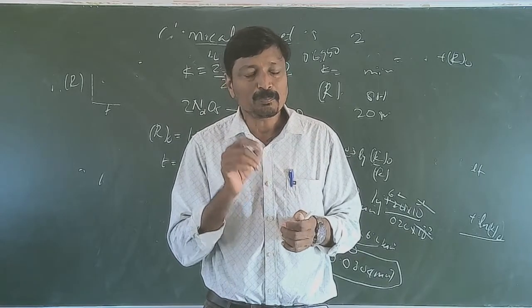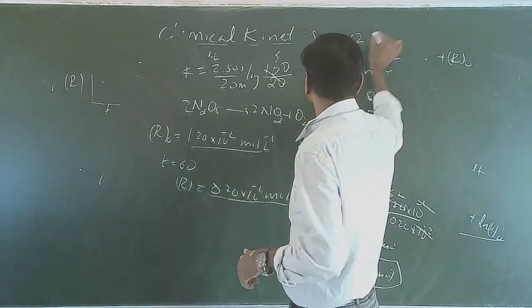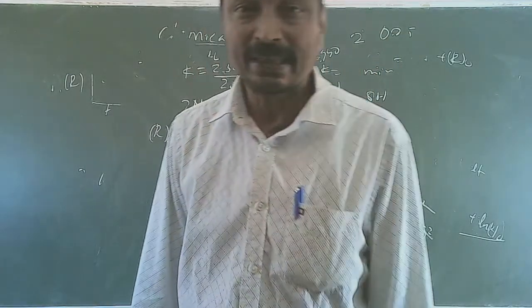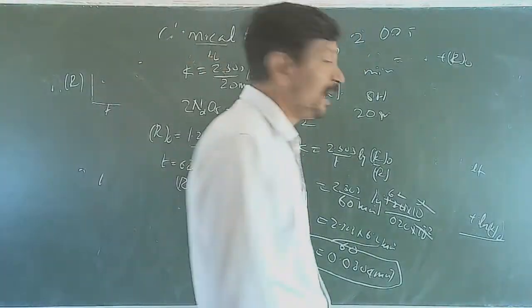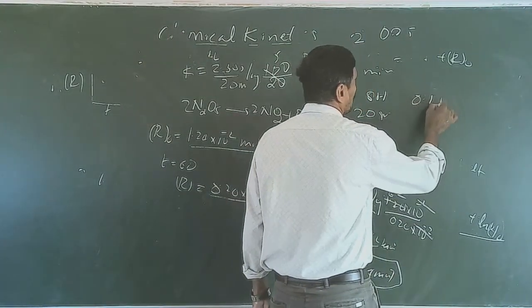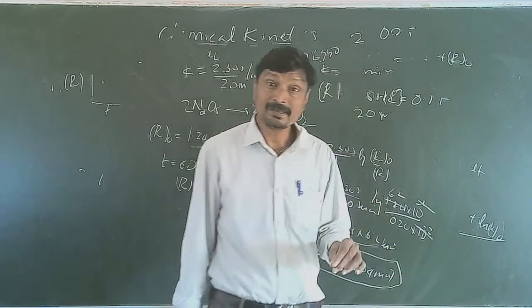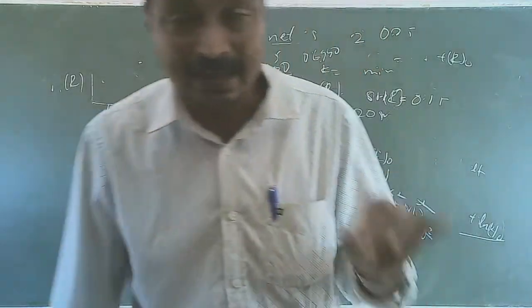Suppose out of 0.25 mole, 0.1 mole of reactant is reacted in 10 minutes, then R is equal to what? 0.15. See, what is R? R is the concentration of the reactant at time t.